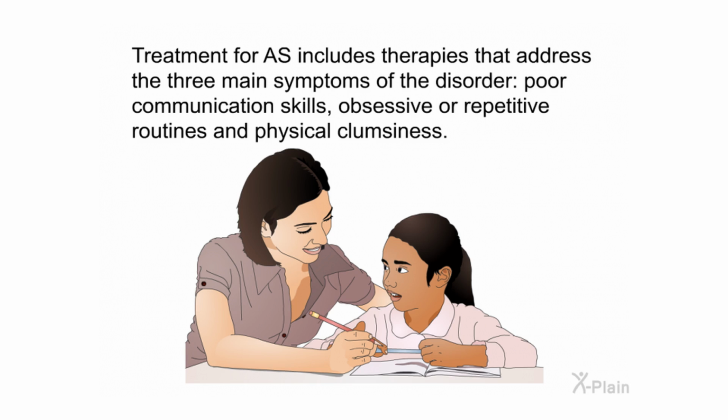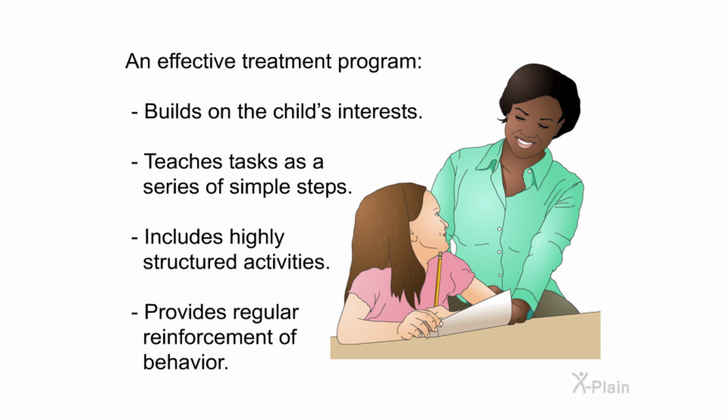Treatment. Treatment for AS includes therapies that address the 3 main symptoms of the disorder: poor communication skills, obsessive or repetitive routines, and physical clumsiness. An effective treatment program builds on the child's interests, teaches tasks as a series of simple steps, includes highly structured activities, provides regular reinforcement of behavior.